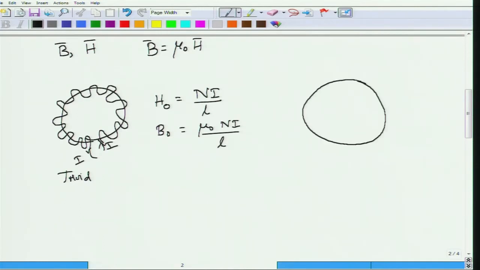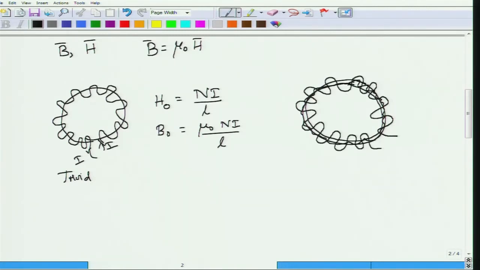Now take the toroid, but fill that toroid, instead of with free space, with a magnetic material. That is, take a magnetic material, bend it into the form of a rod, and then wind it up with current carrying wires of the same turns, and then apply the same current I. So, you apply the same current I.